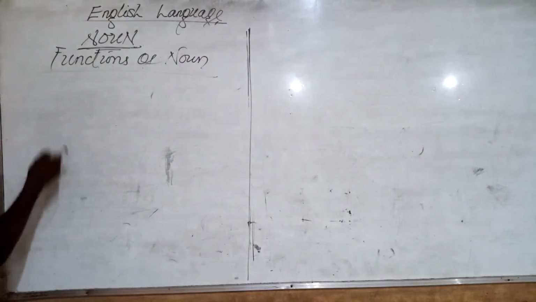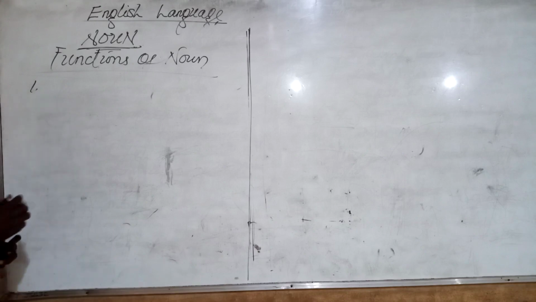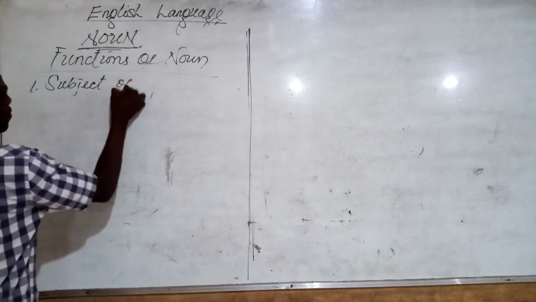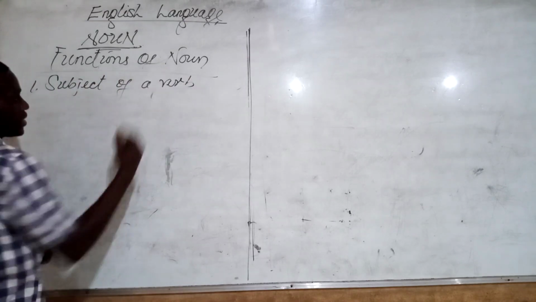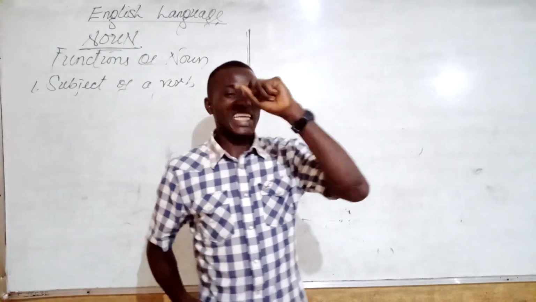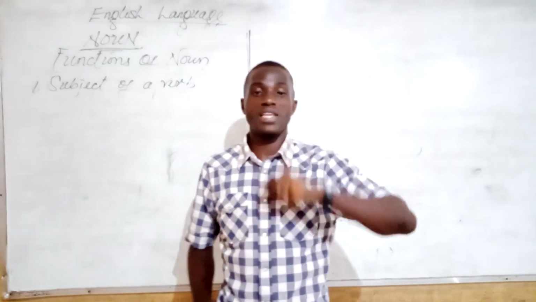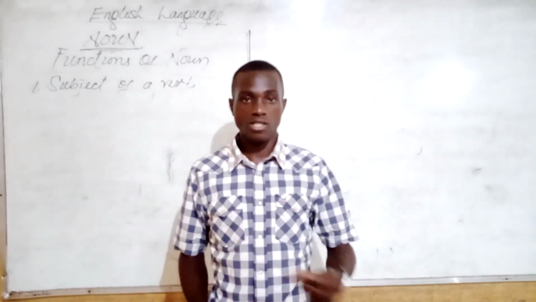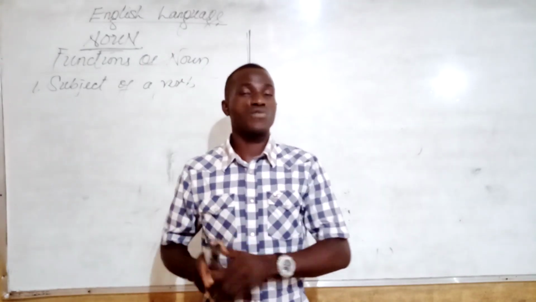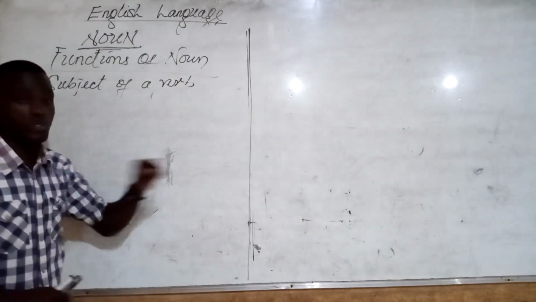The function of a noun, number one, is the subject of a verb. So a noun can act as the subject of a verb if it shows that it performs the verb. It performs the action. Remember that the verb is the action in the sentence. So the performer of the action in the sentence is regarded as the subject of the verb. So a noun can serve as the subject of a verb.